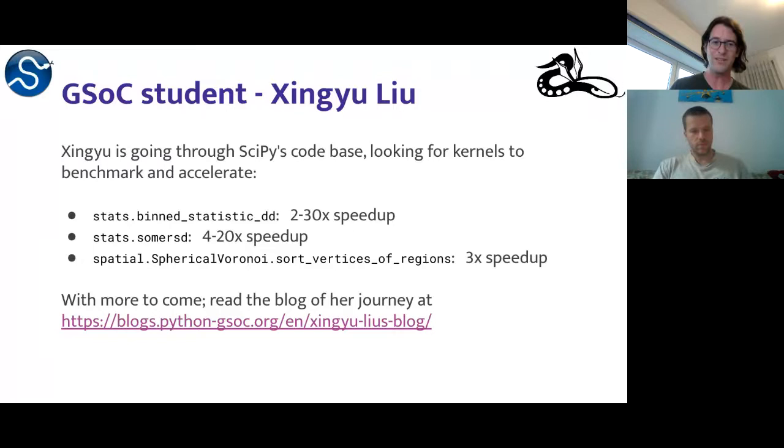Probably the most impactful one she's done so far is bin statistic DD, which I know is a hotspot for many people that do geospatial analysis, for example. And it's sped up by up to 30 times. And then there's a couple of other smaller functions she's done so far. The last one here, sort vertices of regions, was in Cython. So we wrote it in Pythran, so the code became a little easier, and it was three times faster. And then the Somers D, which is a new statistical test, was up to 20 times faster. She has a blog that she updates weekly, so if you're interested, I recommend you check it out.